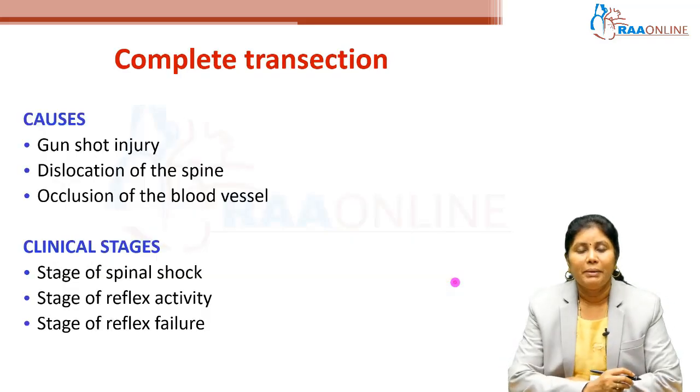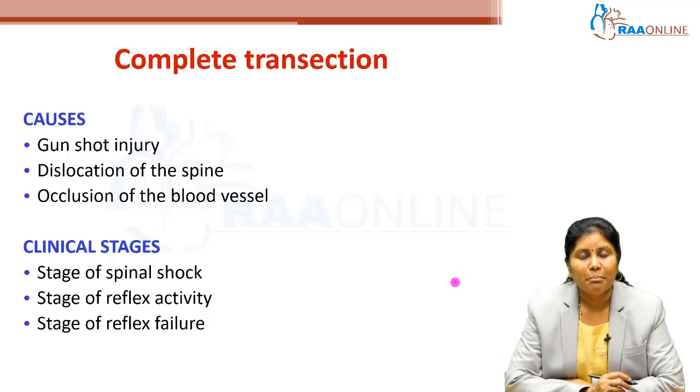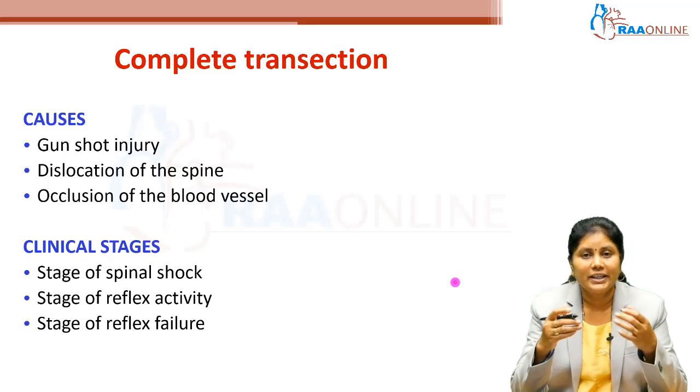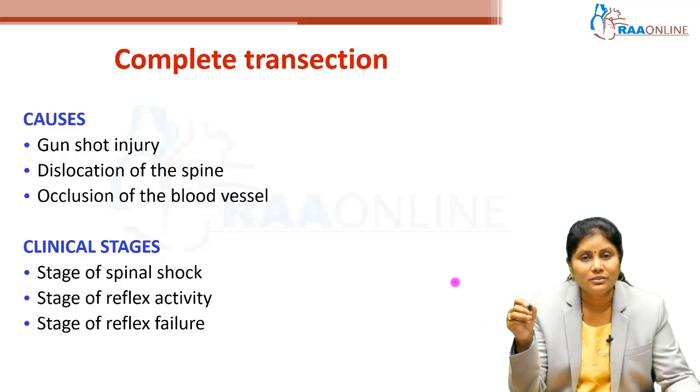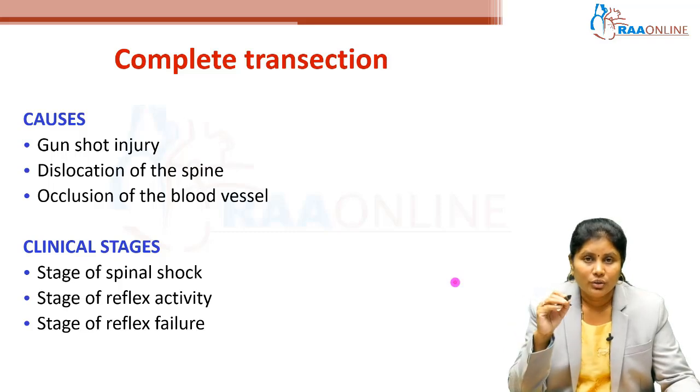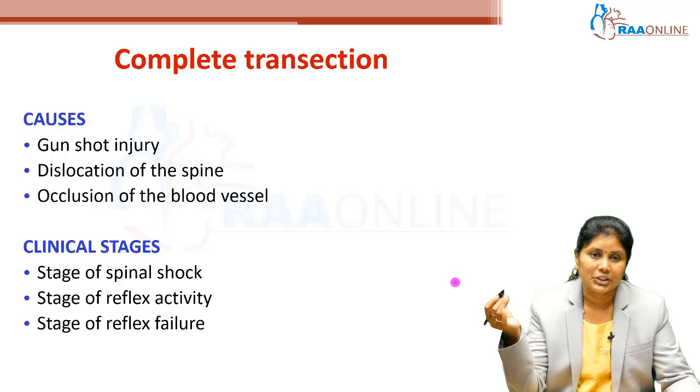We'll see about the complete transection of the spinal cord. As the name literally denotes, there is a complete cut of the spinal cord. This can happen whenever there is a gunshot injury, or a road traffic accident which involves dislocation of the spine, or an occlusion of the blood vessel that supplies a particular part of the spinal cord. It must be a major occlusion. These causes will lead on to the complete transection.